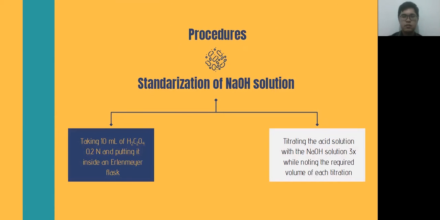The procedure for this practicum consists of two main processes. First is the standardization of sodium hydroxide solution, and the second is determining the distribution of acetic acid into immiscible solvents. First, we take 10 milliliters of oxalic acid with normality of 0.2 and put it inside an Erlenmeyer flask. Next, we titrate the acid solution with sodium hydroxide 3 times, while noting the required volume of its titration.